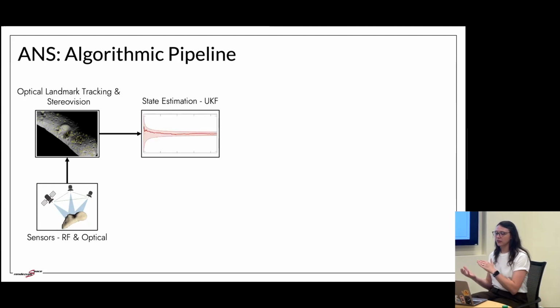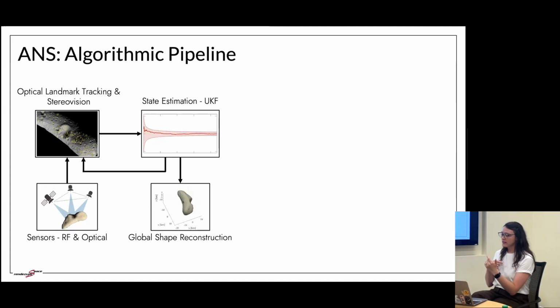And then this goes into state estimation with the UKF. And so these can go into global shape reconstruction, and this performs a loop of improving that global state estimation, improving those characteristics that we're estimating, improving the state estimation like that.